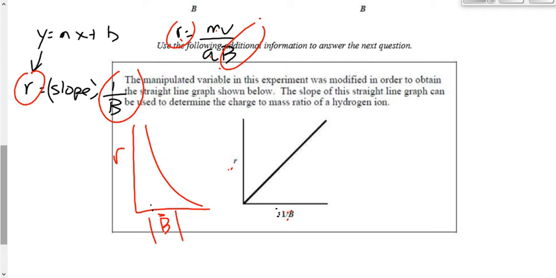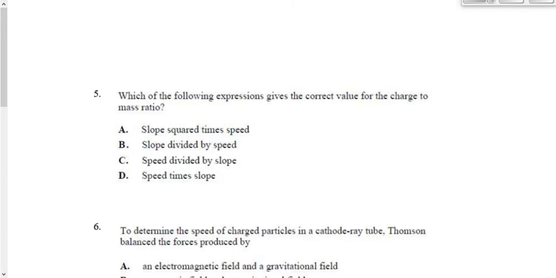So by changing the manipulated variable B to become 1 over B, it actually straightens the line, which would be a good thing for us because it allows us to analyze it, right? We can't analyze this one. We can analyze this one because we know how to deal with straight line graphs. Okay, so this is what we got. And in this question, we want to find out the charge to mass ratio.